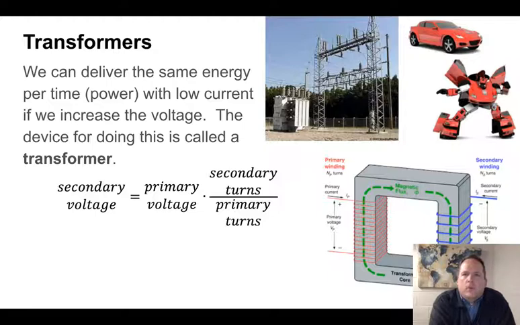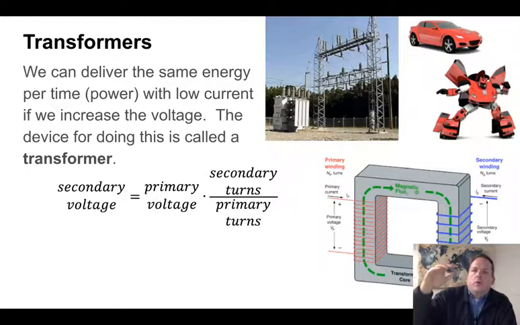So theoretically, and these relationships are hinging on the idea that energy is not lost in this, the secondary voltage is equal to the primary voltage times the ratio of the number of turns. So if I have 2 times as many turns on the secondary side as the primary side, I'm going to get twice as much voltage on the secondary side as I will on the primary side.